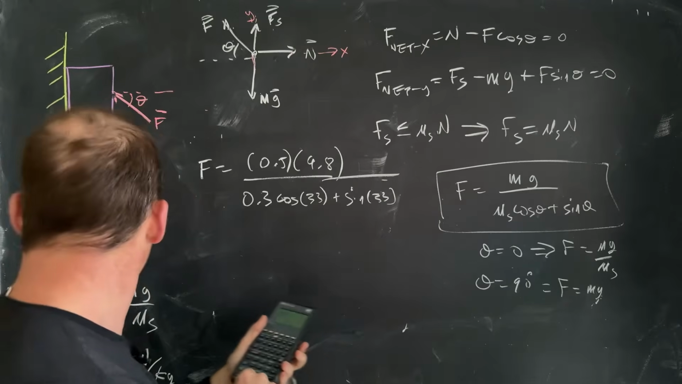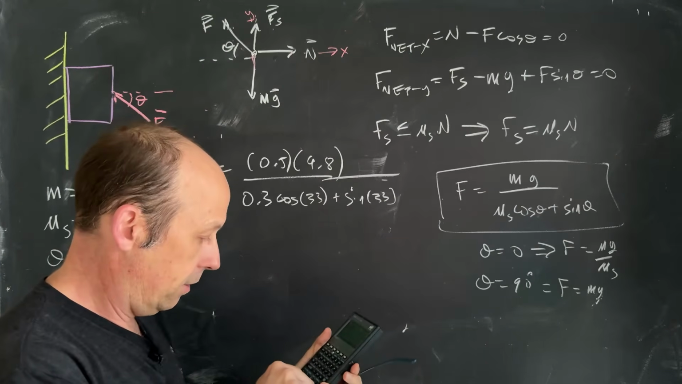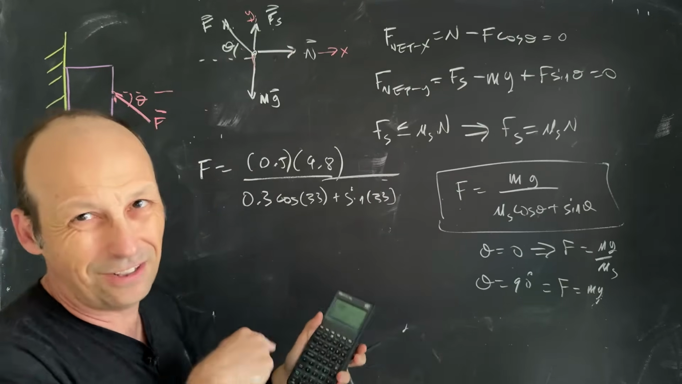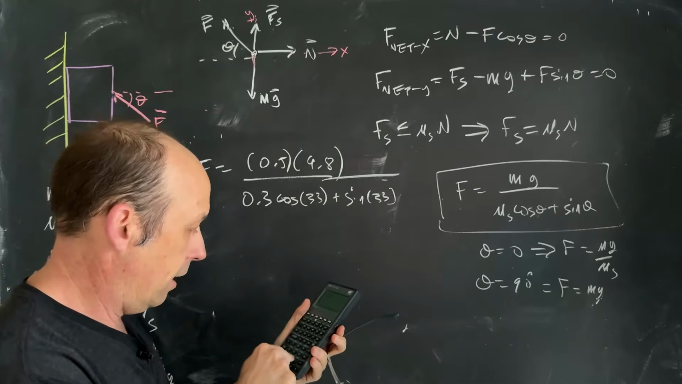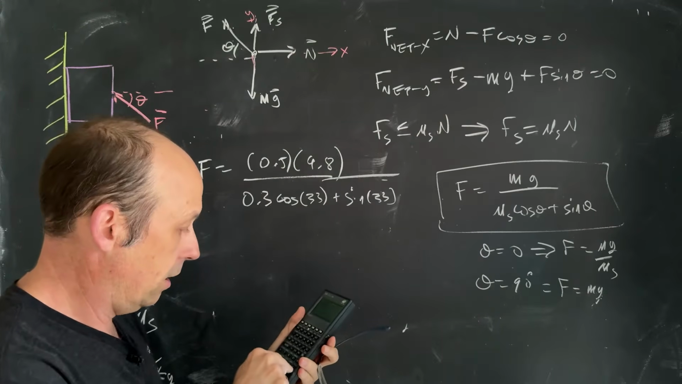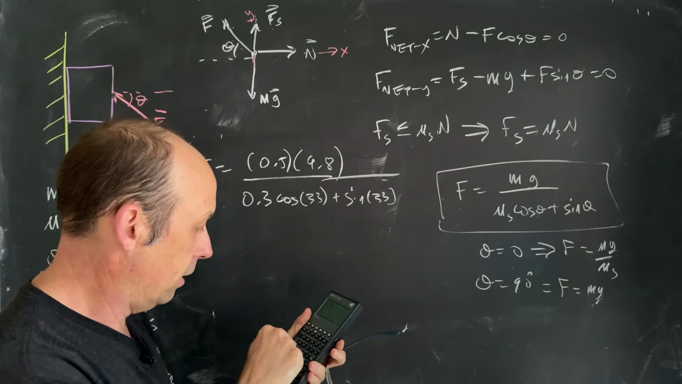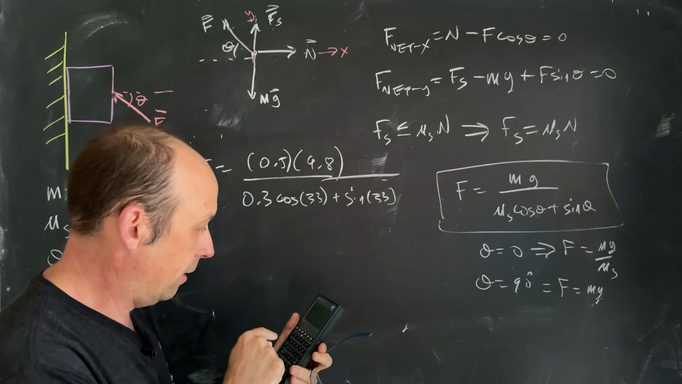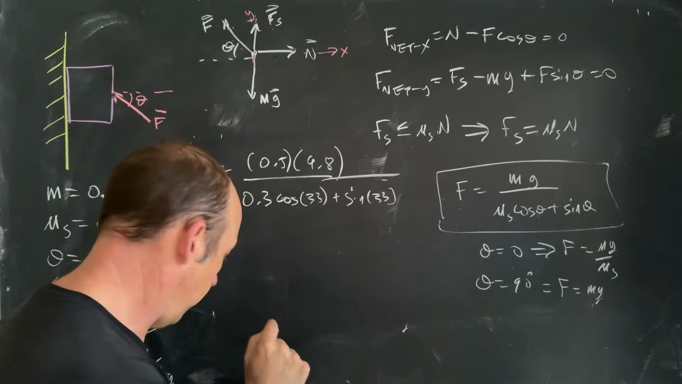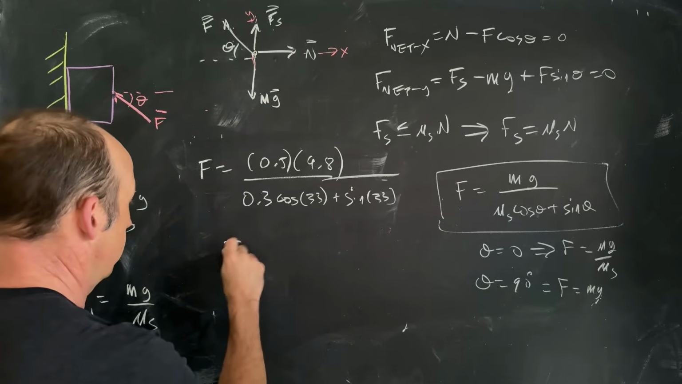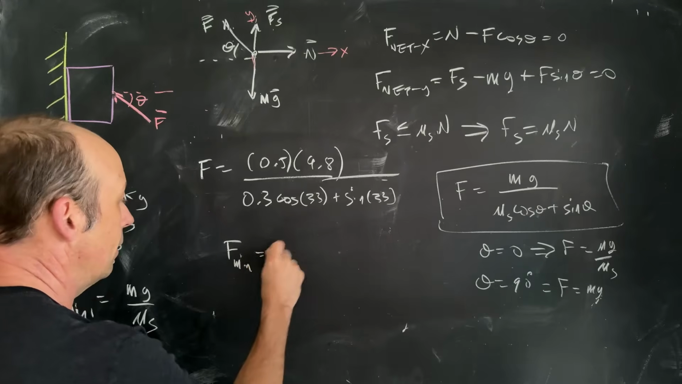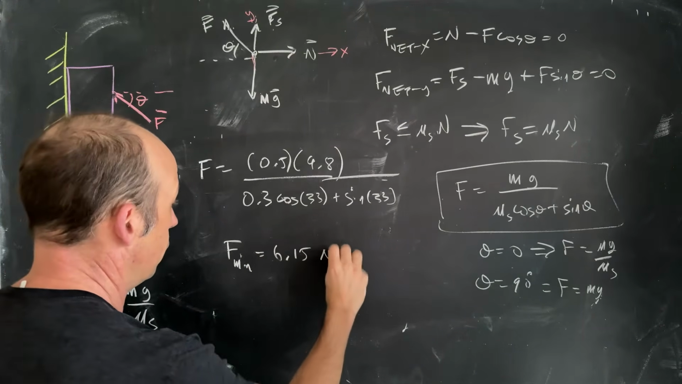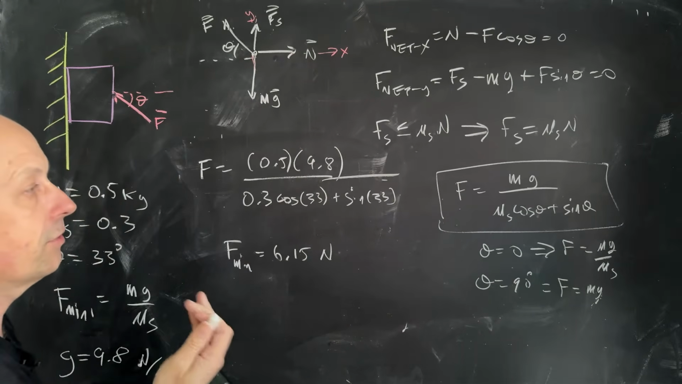So I'm going to put 0.5, 9.8 times. Now I'm going to do the bottom. So I have 0.3, enter. This is an RPN calculator, so it's a little bit different. And then 33 cosine times 33 sine plus divided by. And I get 6.15. This is technically F min. 6.15 newtons.